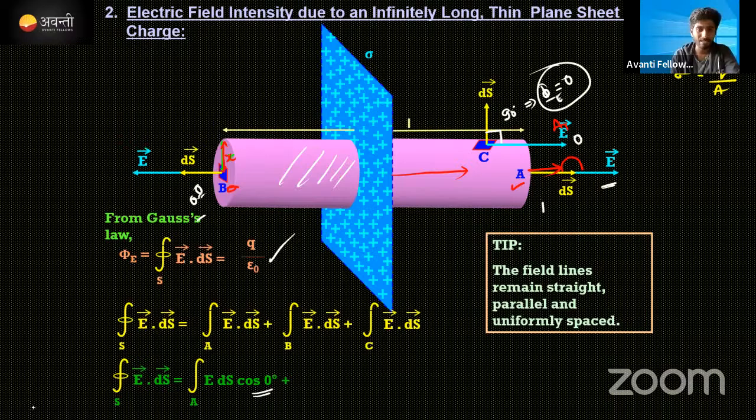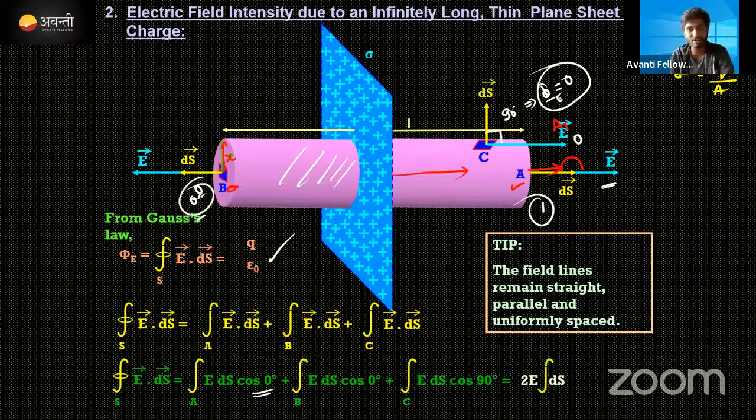Coming to the next one. In the next one, same E dot ds cos theta. Here also angle will be 0, we'll get a flux. Third one, E dot ds will be cos 90. 90 value 0. That's why flux value here is 0.